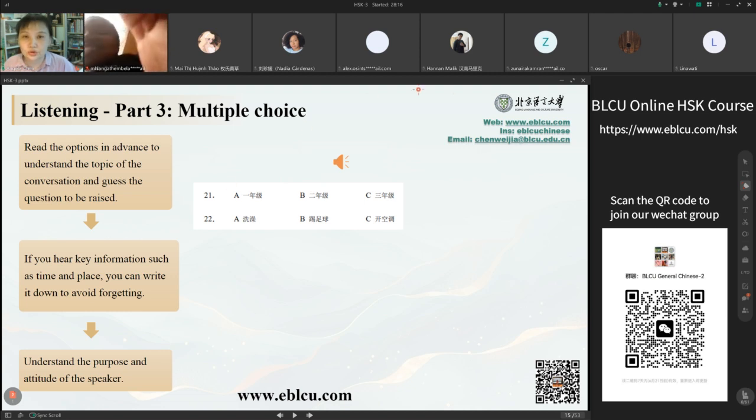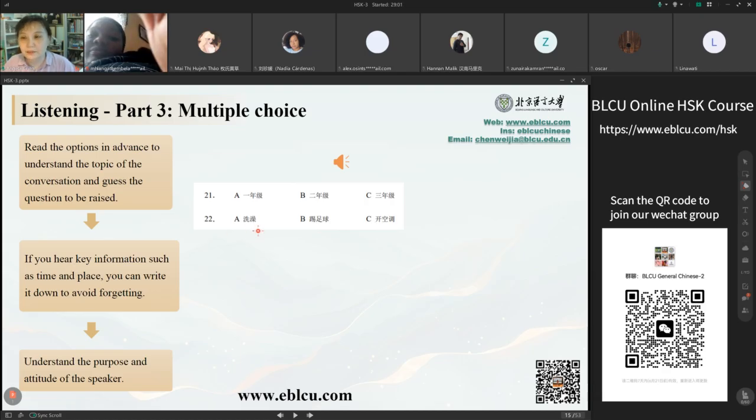Part 3 is the short conversation. So again, you need to read the options first. Like before they play the recording for this part, you have a few seconds to go through the options first. So you can predict what question they will ask before they play the recording. And also when you have keywords or you understand what they may ask in that question, while you're listening, you just find out the keywords in the recording, and then you can choose the correct answer.